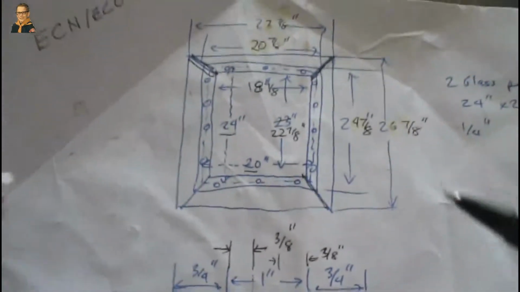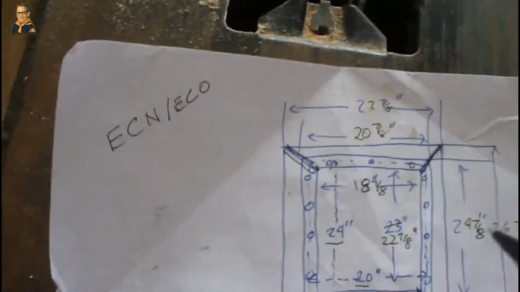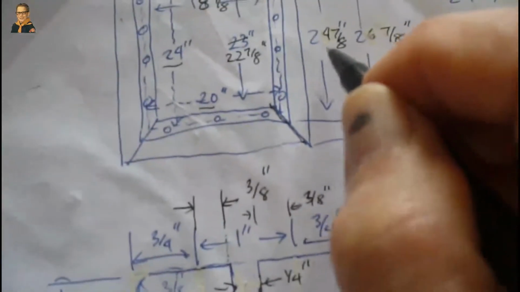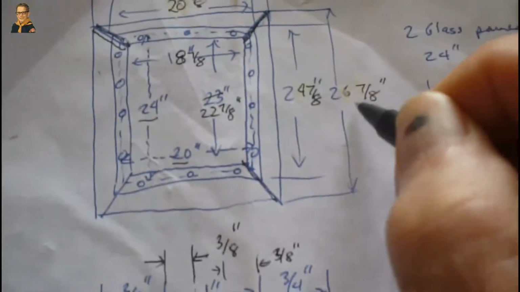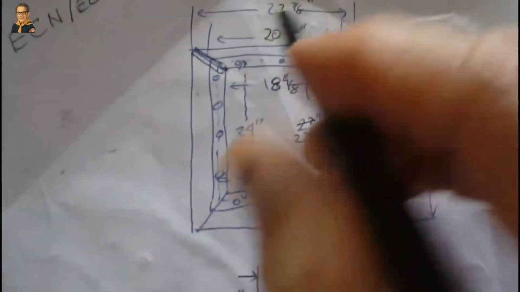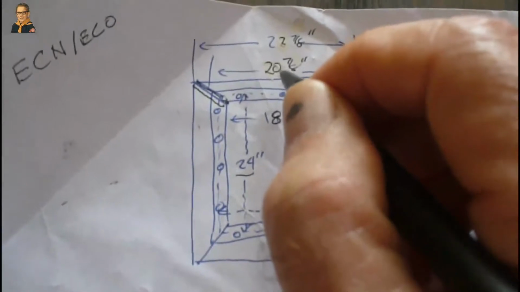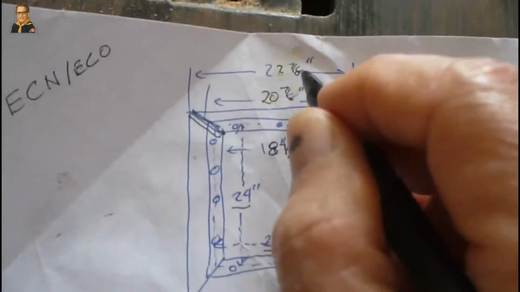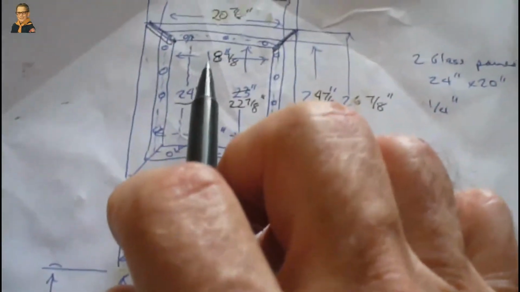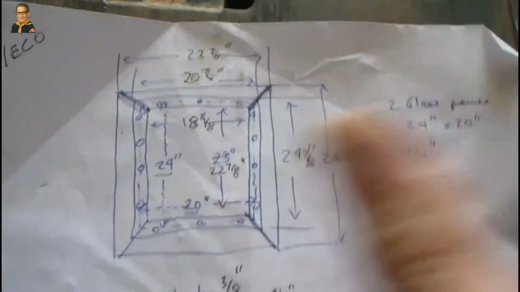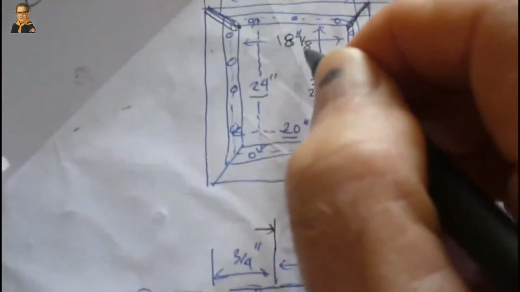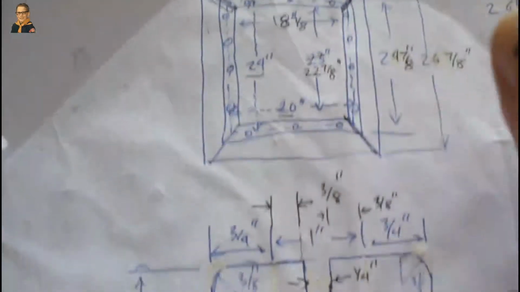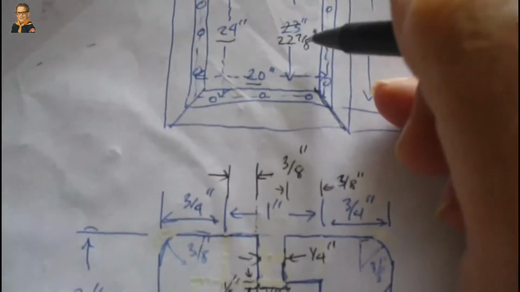I'm going to trim it back 1/8 of an inch, so these dimensions have all changed. This is 24 7/8. It was 25. This one was 27, now it's going to be 26 7/8. This dimension was 21, now it's 20 7/8. This one was 23, now 22 7/8. These inside dimensions have also changed because this whole thing is going to be smaller, from 19 to 18 7/8, and from 23 to 22 7/8.